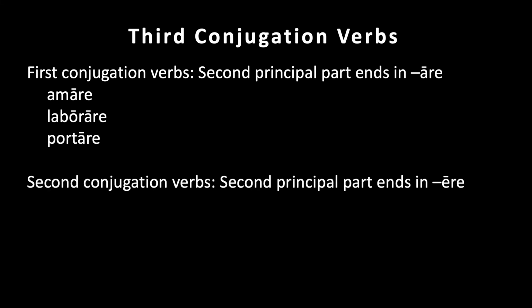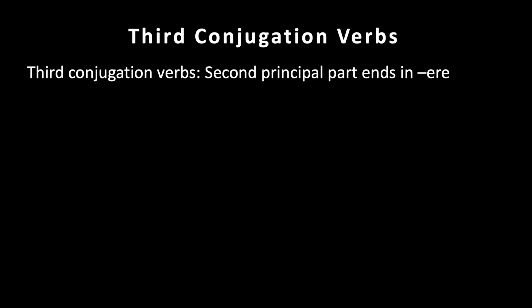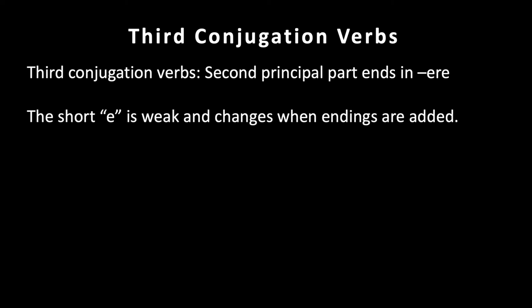Second conjugation verbs, on the other hand, end in a long ERE in the second principal part. Words like videre, tenere, habere. The long E is the connecting vowel. Third conjugation verbs look similar to second conjugation verbs, but their second principal part, their second vocabulary form, ends in a short ERE. Now that short E is weak and it changes when you add endings to it. That's what makes it different from the second conjugation.